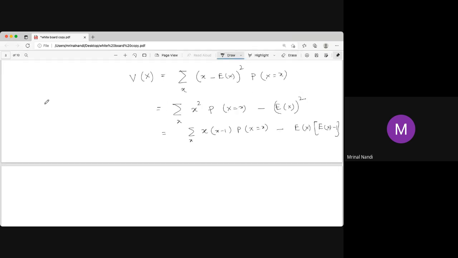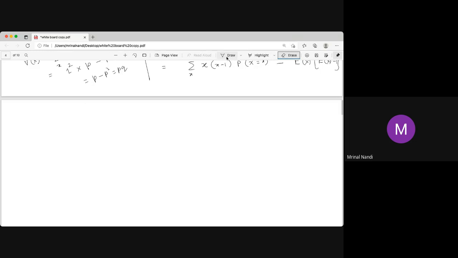So if X follows Bernoulli P, then what is the variance? The variance is the sum of x squared into the probability of X equal to x, minus the square of the expectation of X, which is just P, so P squared. If x equal to 0, then 0 squared is 0; 1 squared is just 1, into the probability of 1, which is just P, minus P squared. It is P minus P squared, which is P into q. So this is the variance of this Bernoulli random variable.